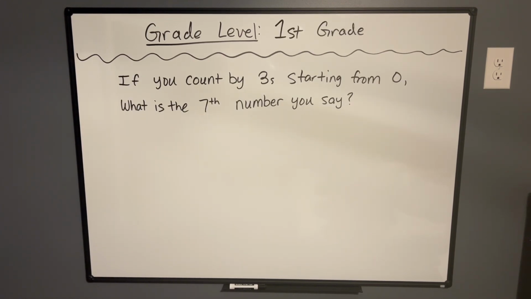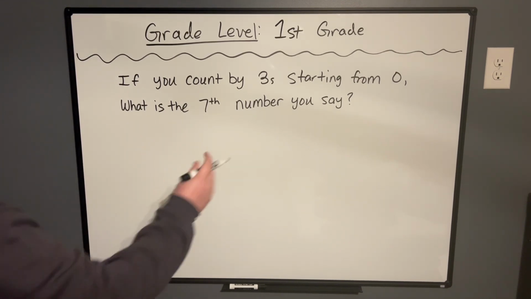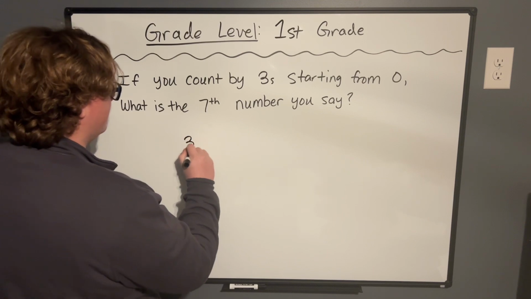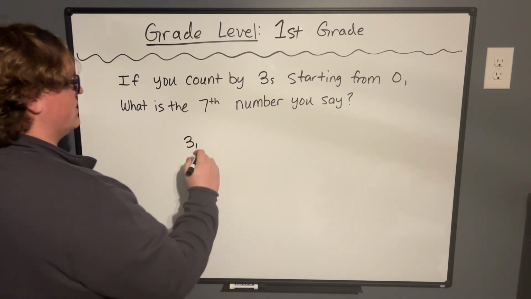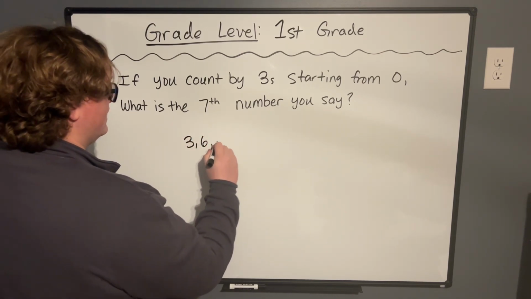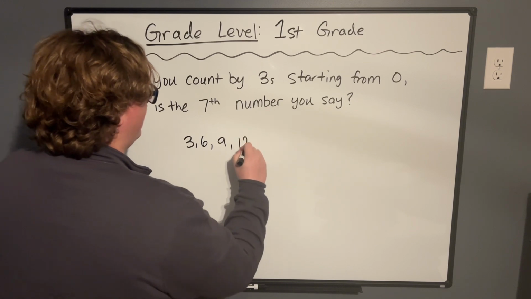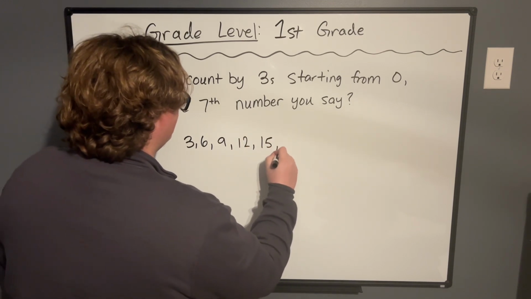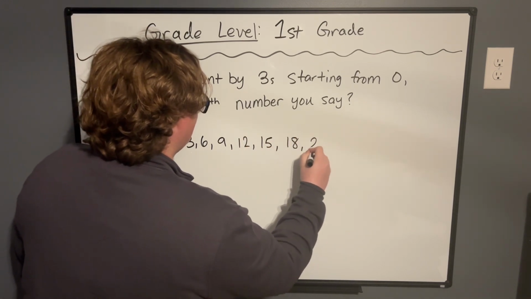All right, so we made it past kindergarten. So let's go ahead and go to the first grade level. So this question says, if you count by threes starting from 0, what is the 7th number you say? So when we say we start from 0, that means we're not including 0. We're just going to count from threes past that. So let's go ahead and write down all those numbers, right? If we're counting by threes, the first one is going to be 3. Then the next one, we're going to add 3 to it. So that's going to give us 6. And then 9, and then 12, 15, 18, and 21.